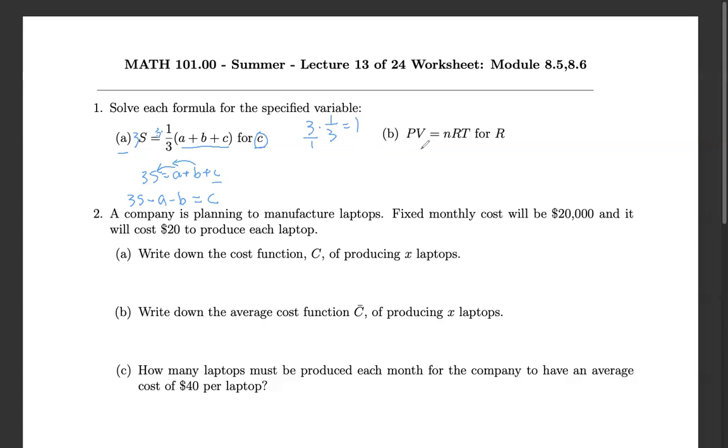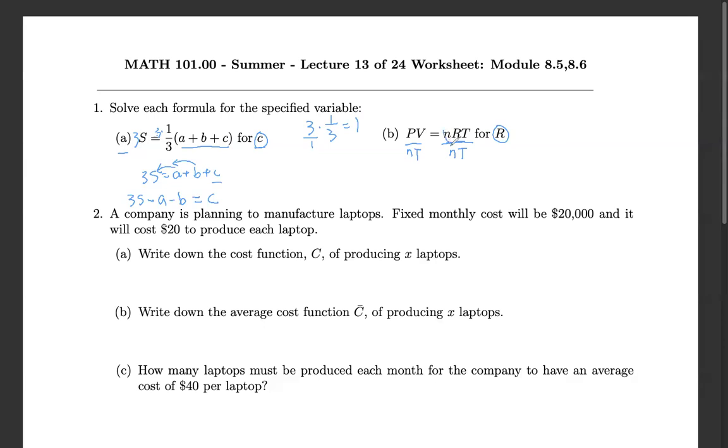Now let's see B. We have PV equals N times R times T, and we want to solve for R. So one term on the left-hand side, one term on the right-hand side. And to solve for R, we want to get rid of N and T. How do we get rid of N and T? By dividing, because it's a multiplication here, right? So basically we have NT times R. So we divide by NT.